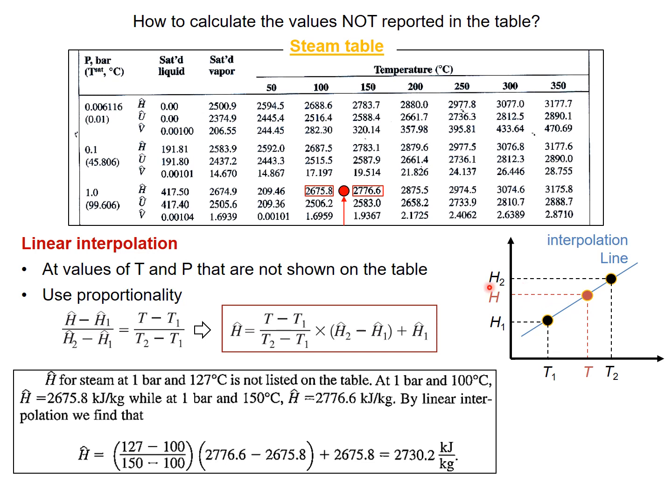Or you could use a proportionality equation, where H is the unknown value, H1 is the enthalpy at T1, and H2 minus H1 is proportional to the temperature difference T2 minus T1. Then you could calculate the unknown enthalpy. This equation is exactly the same as drawing a line on this plot. So please exercise by using this example.